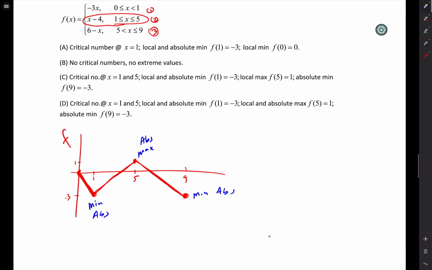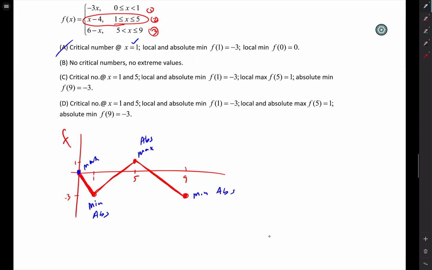Nope, no mistake. All right, let's read. Critical numbers at 1. Okay, I'm reading letter A. That's true. Local and absolute min, f of 1 equals -3. Local min, f of 0 equals 0. Oh, I didn't even label that. Okay, hold on, let's label everything, guys. At 0, at the origin, what is that right there? A max. This one's out because it told me that at 0 I have a min. And that's a local min. Letter B, no critical numbers, no extreme values.